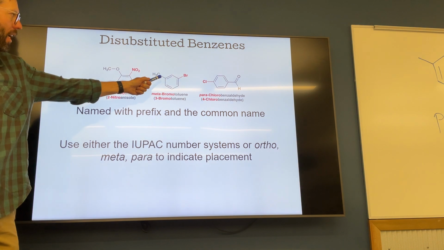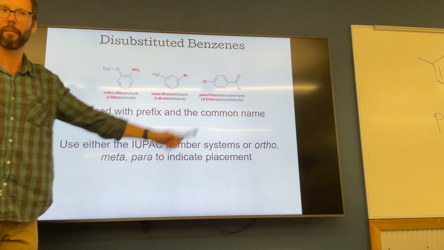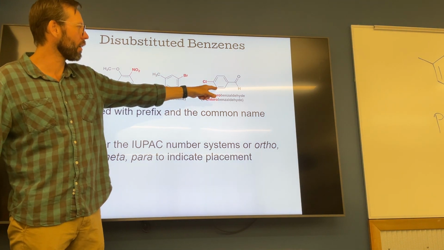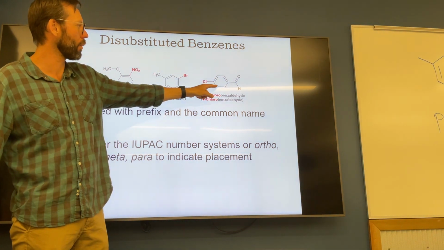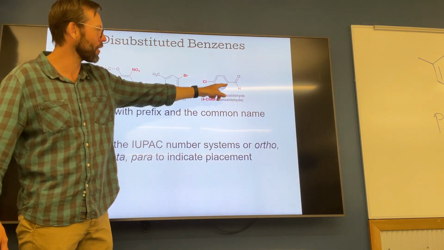And then, same thing, meta or 3, para or 4. If we move this here, right, 1, 2, 3, 4, if we move it here, it wouldn't be 5, right? We would just reverse our counting, 1, 2, 3.